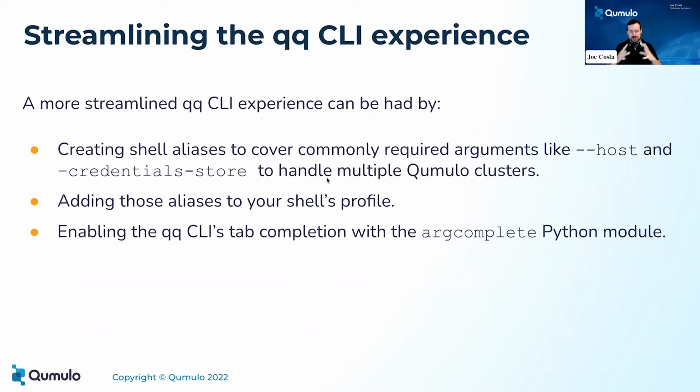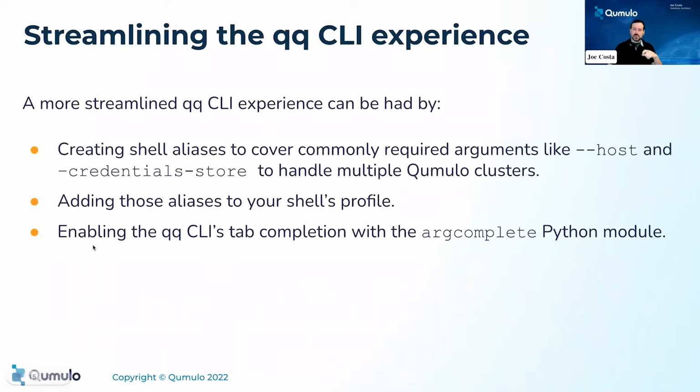So you can streamline your qq CLI experience on your local machine by doing a couple of different things. You can create a shell alias to cover commonly required arguments like host and credential store. This allows you to handle multiple Qumulo clusters. So I can say I have qqq points to one cluster, qqm, like in my case here, I'll show you in a second, points to a different cluster. This way I don't have to keep typing host and credential store every time. Then you add those aliases to your shell's profile.